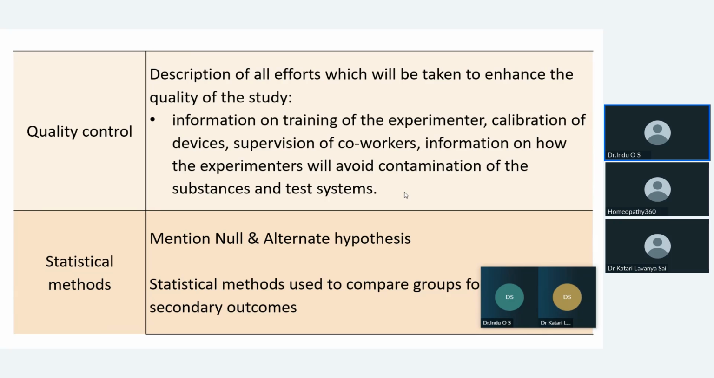For simple myopia, we can set a hypothesis like: individualized homeopathic medicine is not effective in the management of simple myopia. That is the null hypothesis. We have to test the hypothesis. How will we test it? We'll record the before and after values of the retinoscopic value, the before and after values of the symptom score, and the before and after visual acuity values.